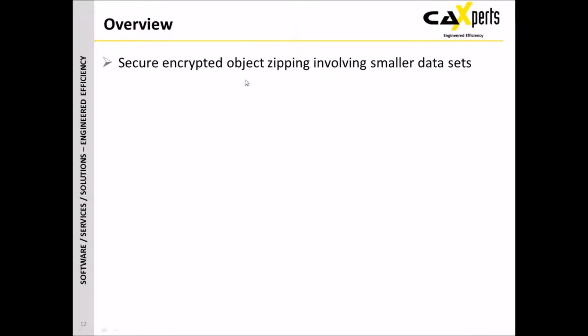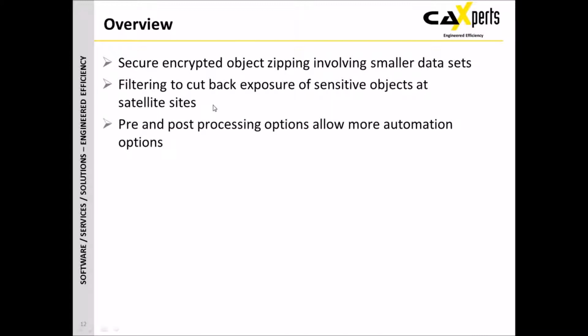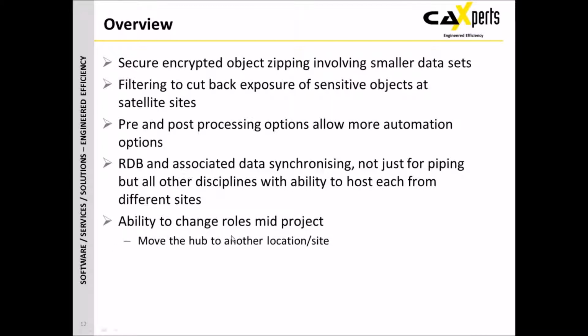Secure encrypted object zipping involving smaller data sets. It provides for filtering to cut back exposure of sensitive objects at satellite sites. So if you don't want certain sites to see certain objects, you can filter those out and not expose them. You have pre- and post-processing options that allow more automation options to be introduced. The RDB and associated data synchronization is not just for piping, but all other disciplines, with the ability to host each one from a different site. And you can change the roles mid-project, and you can move the hub to another location on site. It's not a problem to just do this.